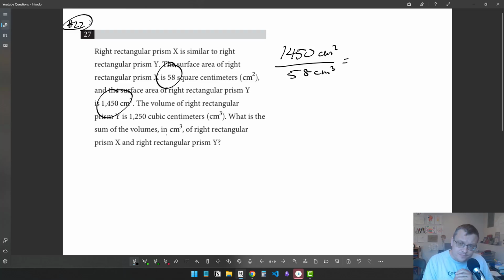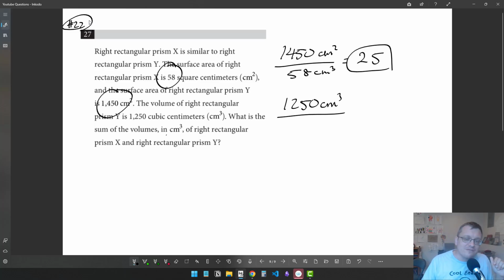And so we might say, oh, prism Y is 25 times bigger than prism X. And so, the thinking goes, I can apply that multiplier to the volumes. If the volume of the large one is 1,250 cubic centimeters, I can divide that by the scale factor of 25 to scale it down and find the volume of the smaller prism. It's just 1,250 divided by 25, which I think is 50. Let me double check. Yeah, so the volume of the small prism X is 50.